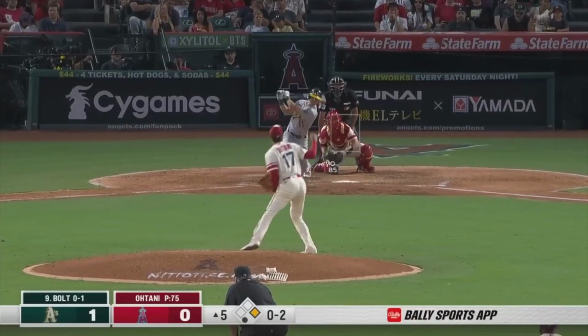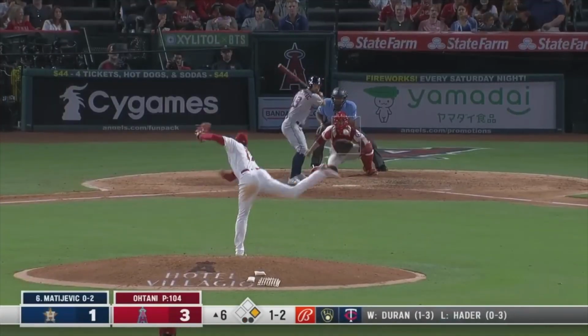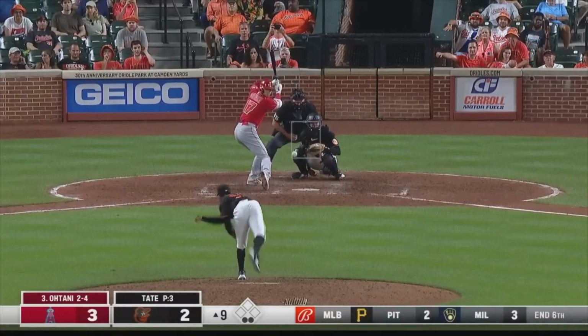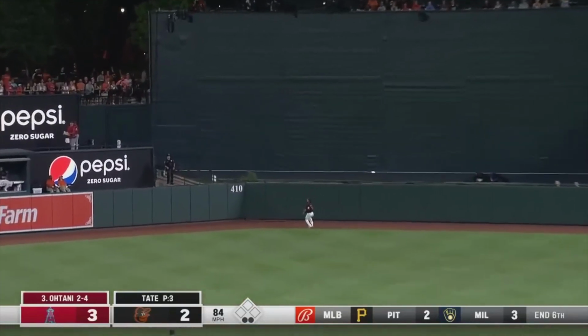But if there's one thing we can all agree on, it's that Shohei Ohtani is a gift to the game of baseball. And we are all really lucky that we get to watch him do the things that he does on a nightly basis.